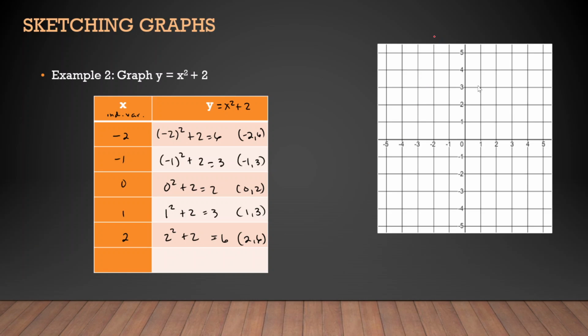Then I'm going to go and plot these points. So -2, 6, -1, 3, 0, 2, 1, 3, and 2, 6. Now, because x can be anything I want, I'm now just going to connect these points. This is why it's important that you plot enough points. Now, in future videos, we'll talk about the shapes of some basic relations and functions. So we'll have an idea in our head already of the shape that they're going to form.